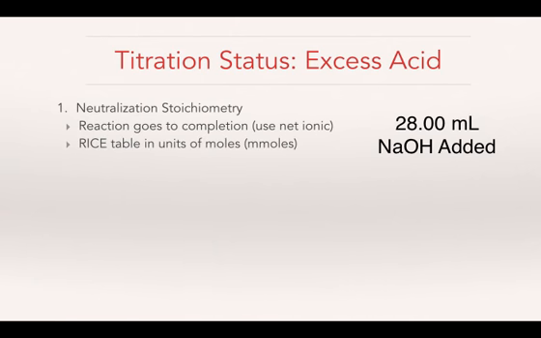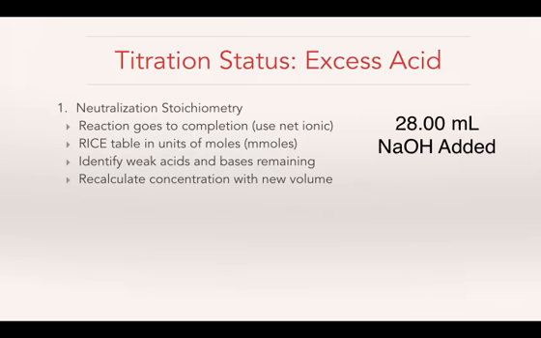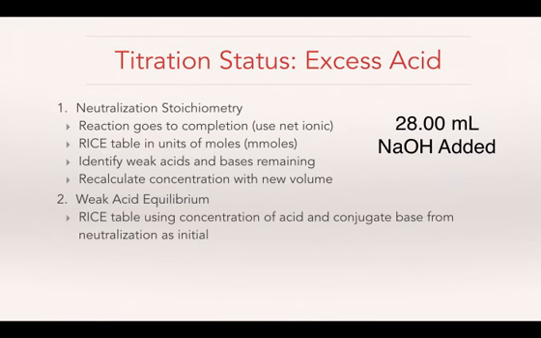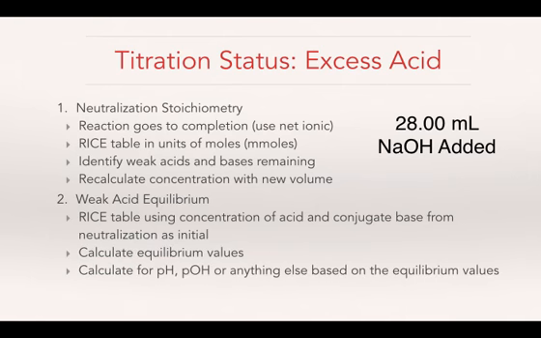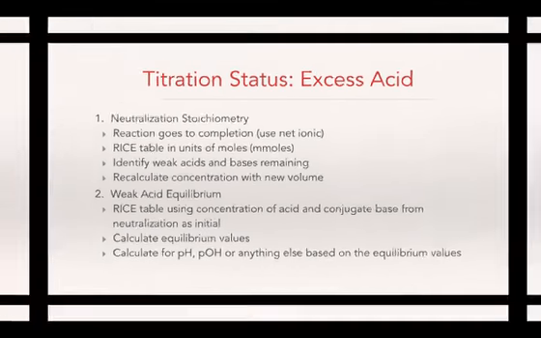We're going to set up a Rice table in units of moles or millimoles. We're going to identify the weak acids and bases and then recalculate the concentrations with the new volumes. We'll then go to our weak acid equilibrium and go through the process of setting up the Rice table, calculating our equilibrium values, and determining what our pH and pOH are based on those equilibrium values.